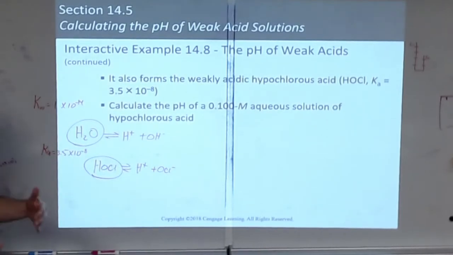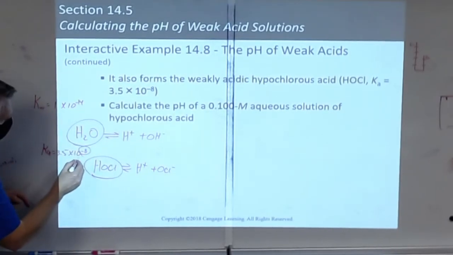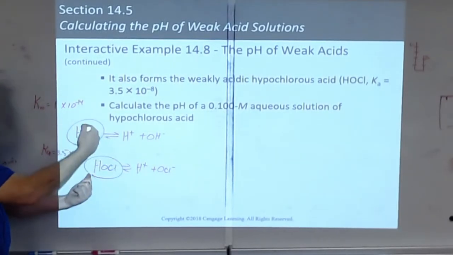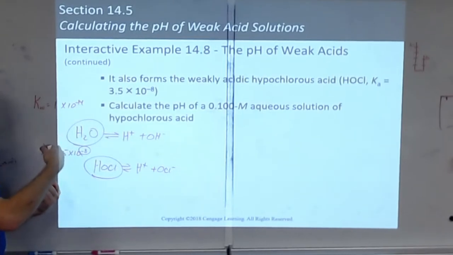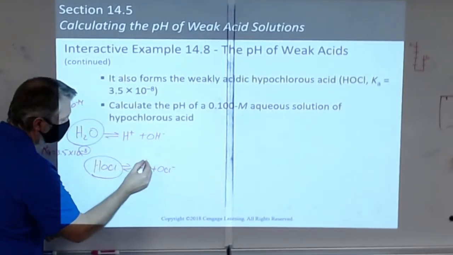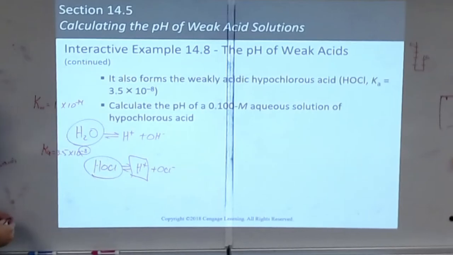So my next question is, out of those two, which one is going to dominate in production of hydrogen ions? That's where I was headed a few minutes ago. The hypochlorous acid. Because this is 10 to the minus 8th, even though both reactions favor reactants, this is still going to be where the hydrogen ions are coming from. They're coming from the hypochlorous acid.